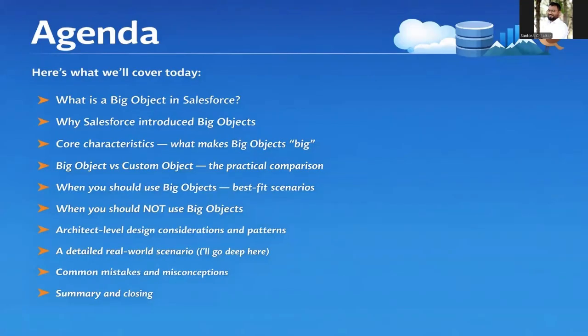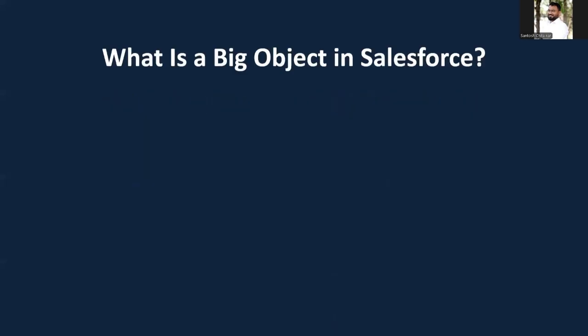Here's what we cover today. What is Salesforce Big Object? Why Salesforce introduced big objects, and the core characteristics of it. We will see a quick comparison between the big object and the custom object. Next, we will see the ideal scenarios where big objects should be used and where they should not be used. Later, we will go through the architect level design considerations. And finally, we will go through the real world example along with the common mistakes and misconceptions.